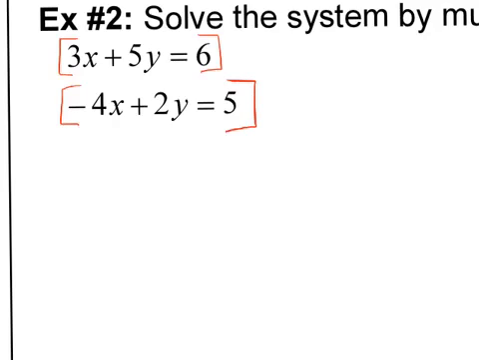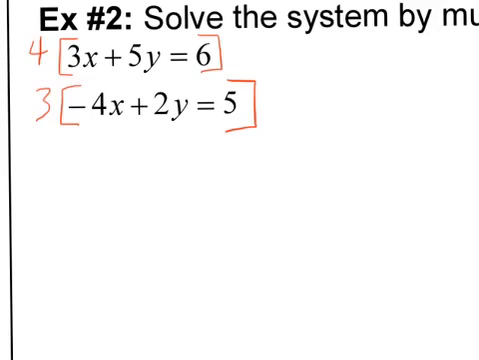Well, I have a positive 3 and a negative 4. If I want these two things to cancel out, I want to see what I can multiply by so that these two would get to the exact opposite numbers. And 3 and 4 both go into 12. So I'm thinking I can multiply this by 4 to get a 12x, and I can multiply this by 3 to get a negative 12x. So that's what I'm going to do, but I'm going to do the whole equation. So let me show you what I mean.